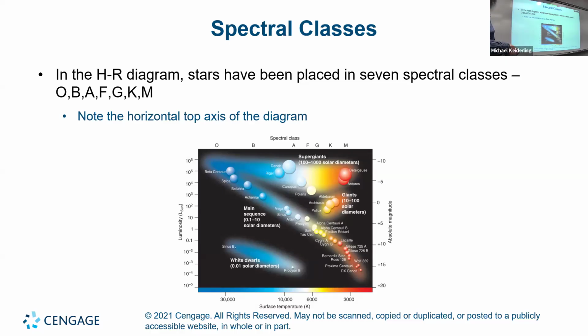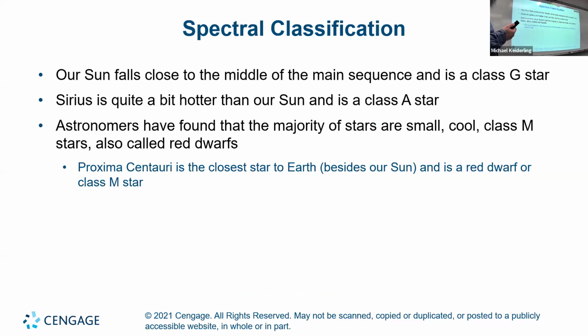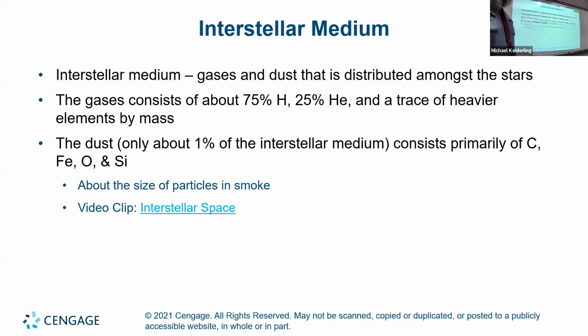And that's the horizontal top axis here. Our sun falls close to the middle of the main sequence and is a class G star. Sirius is quite a bit hotter than the sun, it's a class A star. And astronomers have found the majority of stars are small, cool, class M stars, also called red dwarfs. So Proxima Centauri, the closest star to Earth beside our sun, is a red dwarf and is a class M star. I think I will stop there for today.